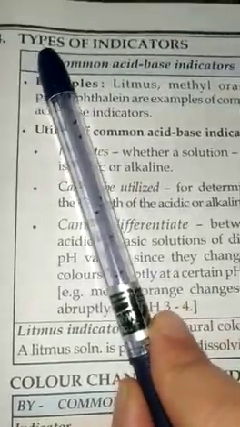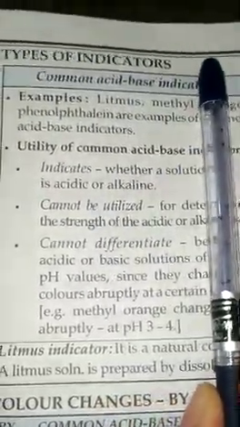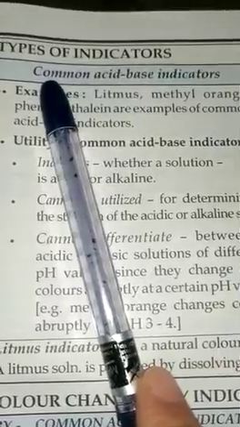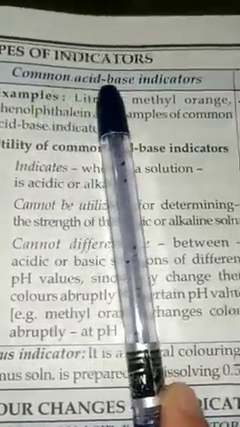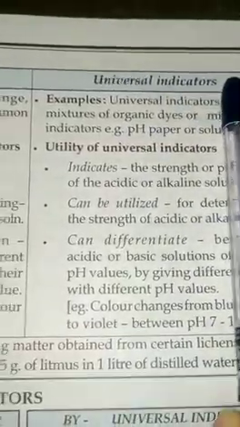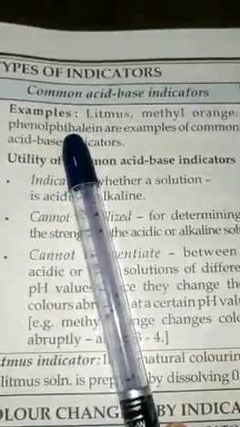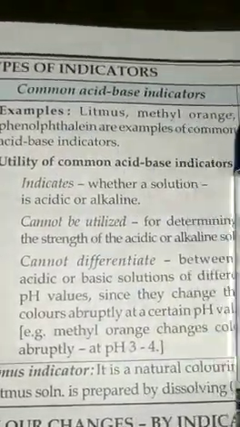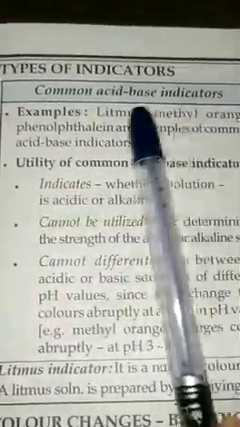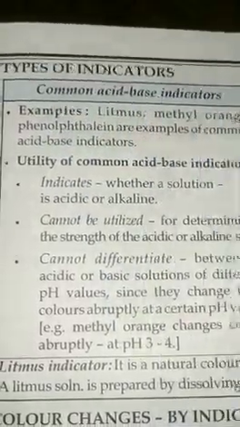So now the next topic is types of indicators. Here we have two types of indicator. The first one is common acid base indicators and the next one is universal indicators. Some examples of common acid base indicators are litmus, methyl orange, and phenolphthalein. All these are common acid base indicators.